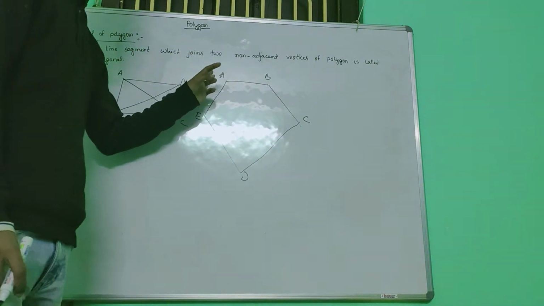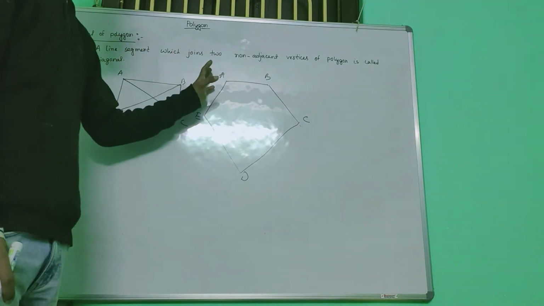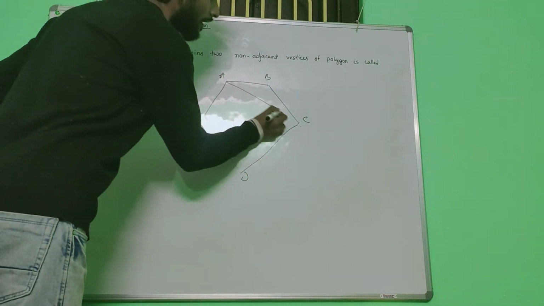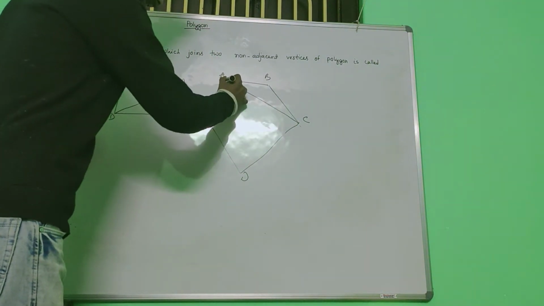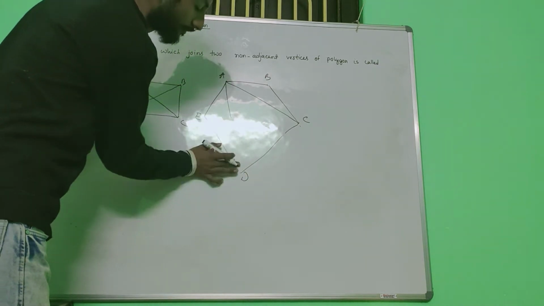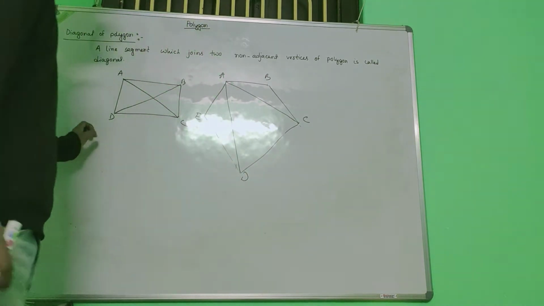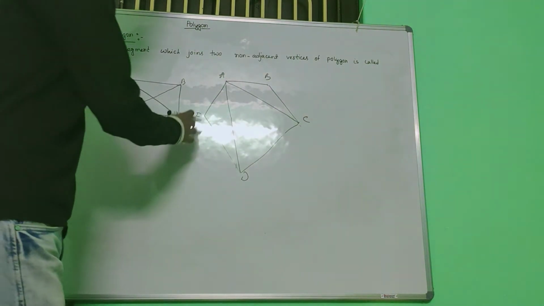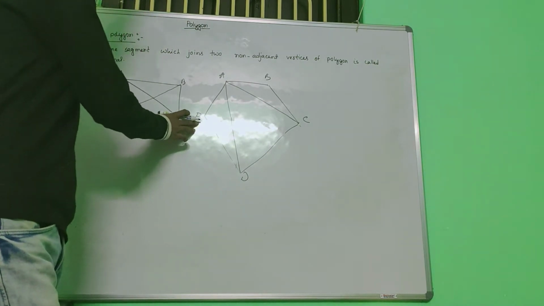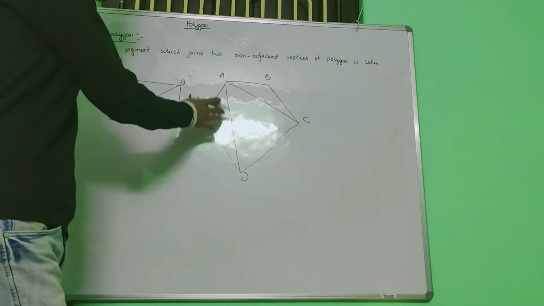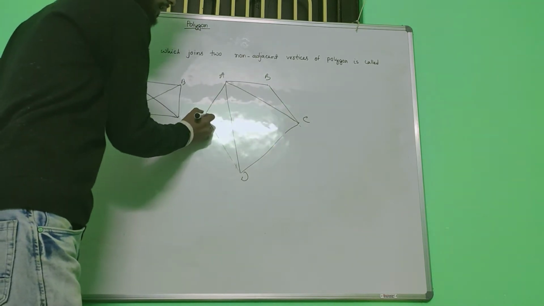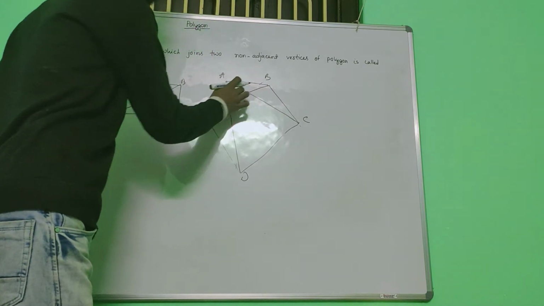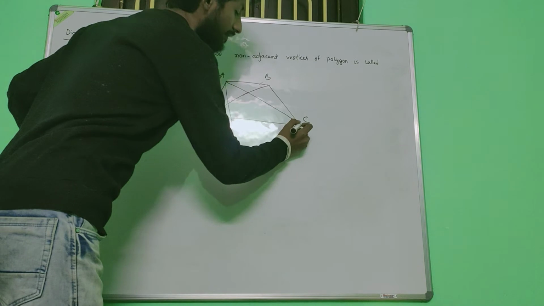So we will draw the line from A to the non-adjacent vertices. So we will draw A to C as well as A to D. Okay, A to C as well as A to D. Similarly, we can draw from E also. The adjacent vertices are A and D, so the non-adjacent vertices are B and C. So we can easily join them. This one and this one.